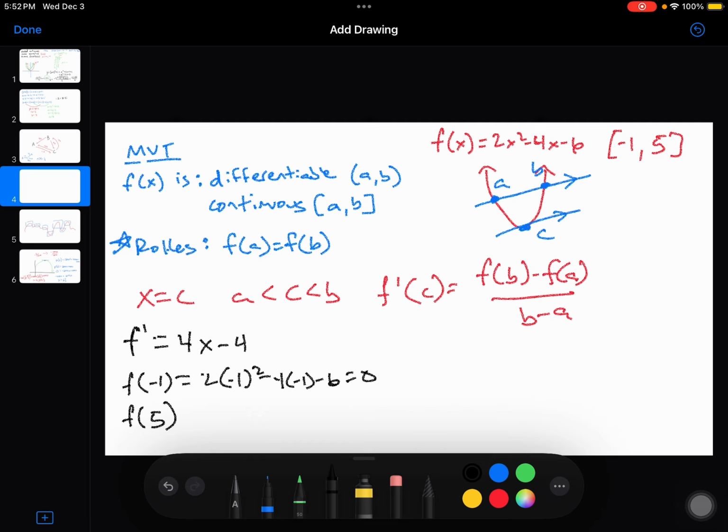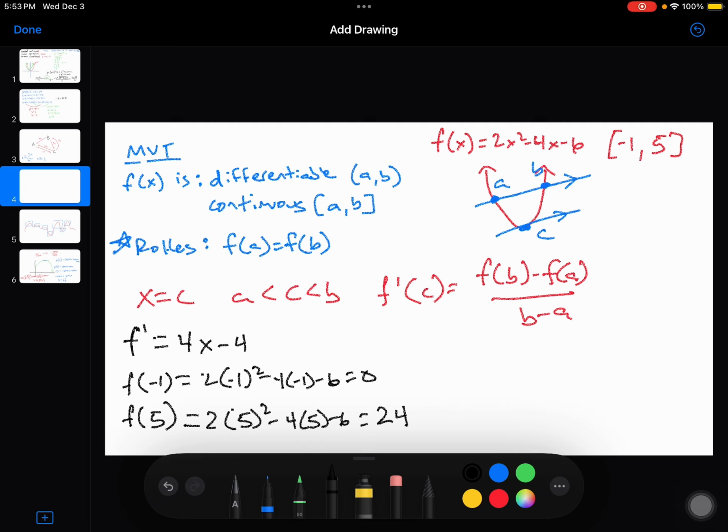And then for f of 5, I think we're going to get a higher number. This is the original function, not the derivative: 2 times 5 squared minus 4 times 5 minus 6. 2 times 5 squared is 50, minus 4 times 5 is 20. 50 minus 20 is 30, minus 6 more is 24. So Rolle's theorem will not apply because these two are different.